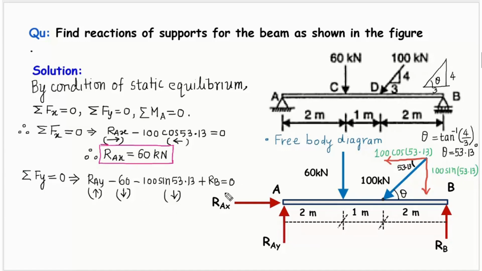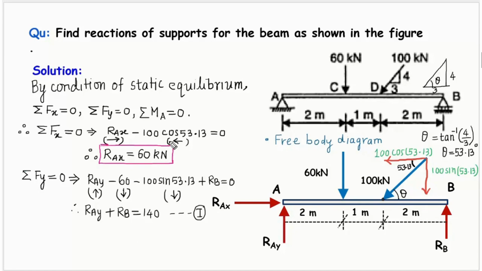Now RAY and RB are positive, so I can write down like this: RAY plus RB. Now this part will go on the right hand side. So if you calculate this value, it is going to be 140. So it is equal to 140. So this is our equation number 1.